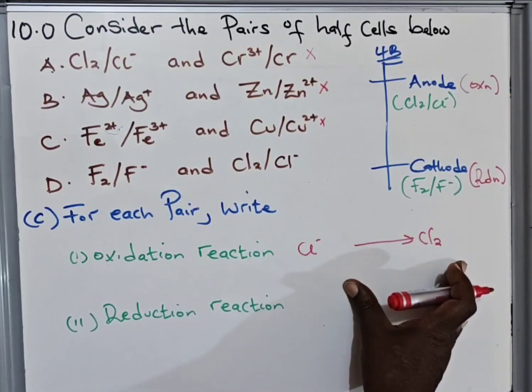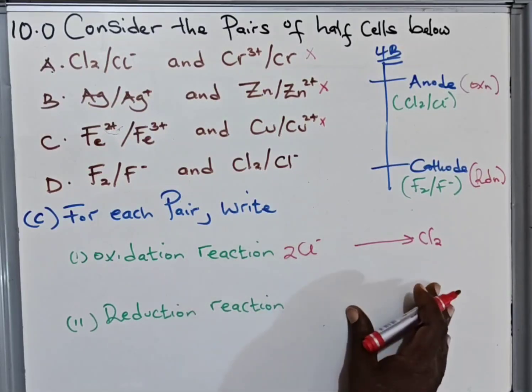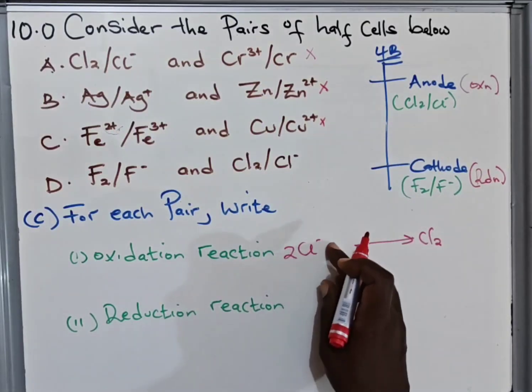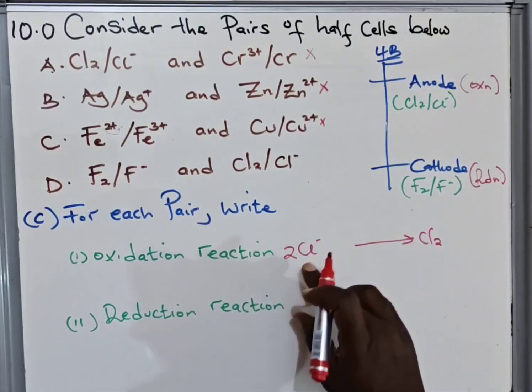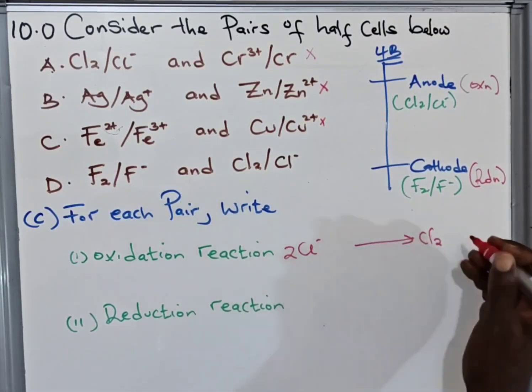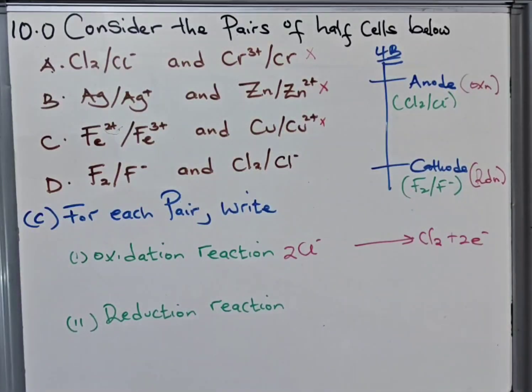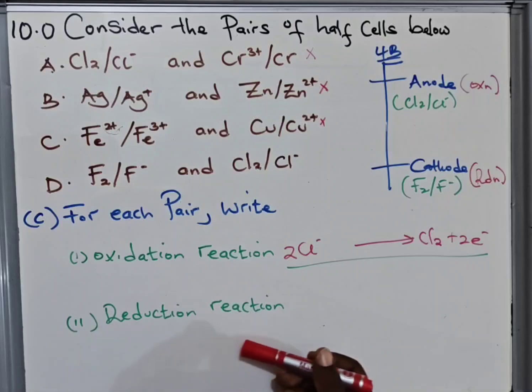At this stage, what do we do? We balance by putting 2 here. So the 2 tells us the number of electrons which are involved. So it's going to be 2 times negative. So there are 2 electrons which we put this side. So that is the oxidation half reaction. Then we come to the reduction half reaction.